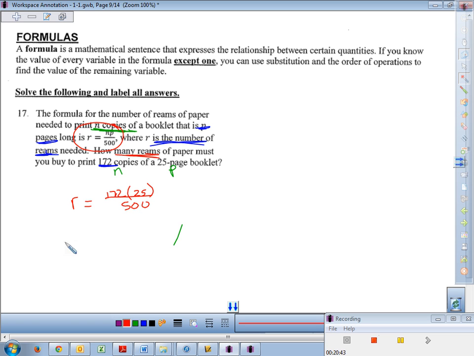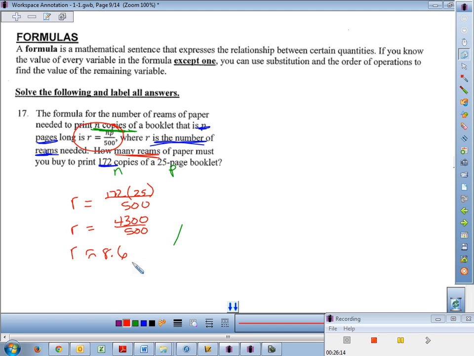And then we will still follow the order of operations. We will let the calculator give us some help, right? I will punch in 172 times 25, and I need your help with that. What is 172 times 25? 4,300. Thank you. Over 500. And then I will punch that in my calculator, and that will not come out very nice. So I'll say R is about 8.6.